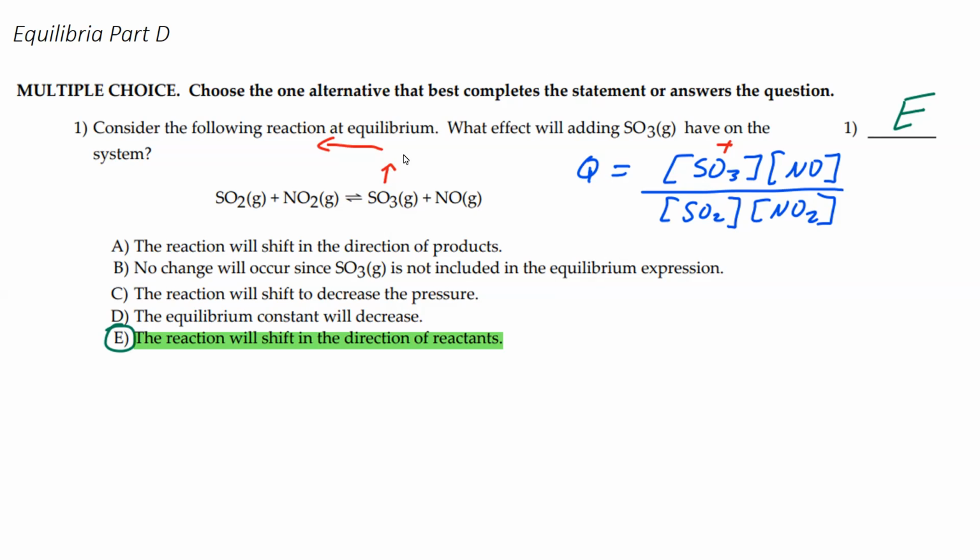Now I need that Q to come back down and match the K value. So the only way to do that is to go in the reverse direction. So we're going to decrease the concentration of the SO3 and decrease the concentration of NO as we go back to the reactants, and that's going to increase the SO2 concentration and the NO2. That's going to bring Q back down so that it matches the K value. So if I increase the products, it's going to shift towards the direction of the reactants.